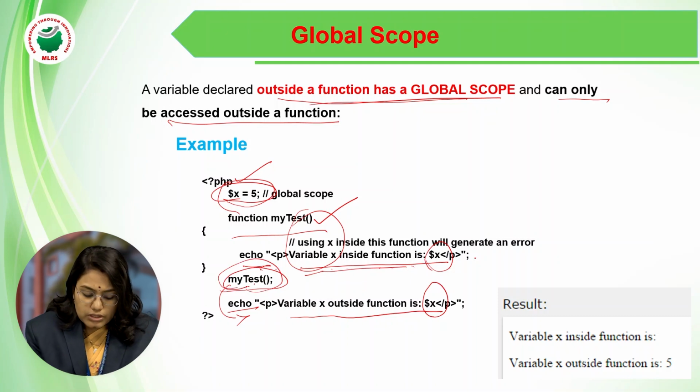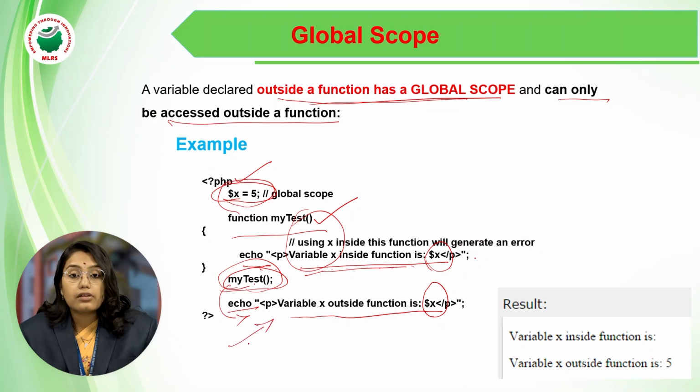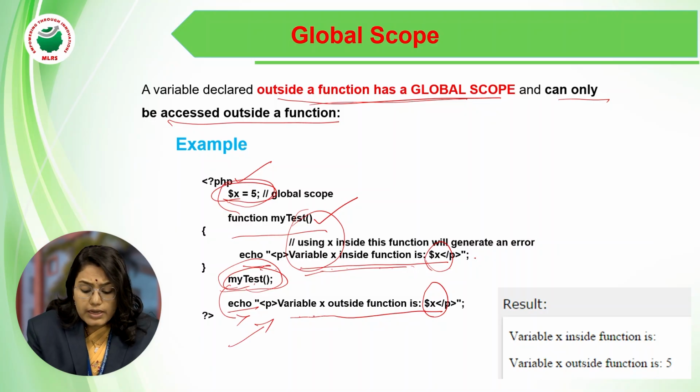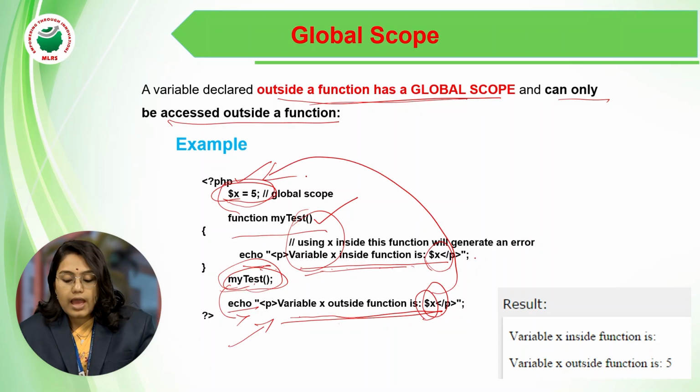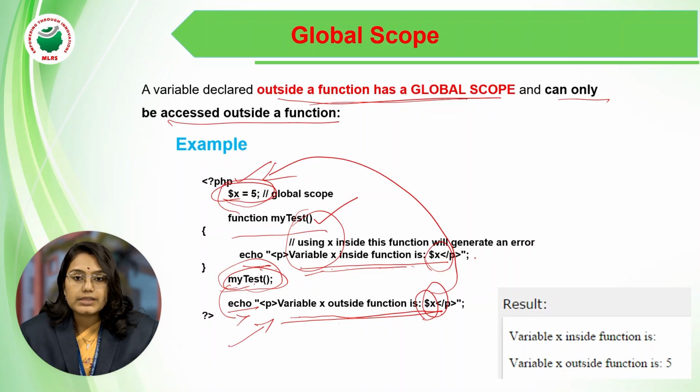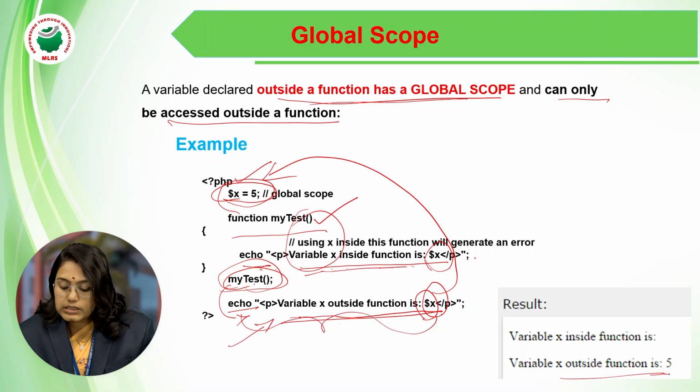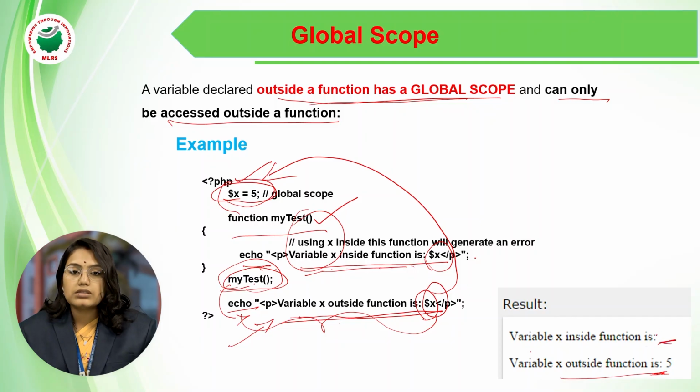After closing the function, we went to here. After closing the function also, we have declared echo, right? Let's see: "variable x outside the function is $x". Here it will take the value of x as 5 because we have declared $x equal to 5 and it is globally declared, which means it can be accessed outside the function. So that's why the output will be "variable x outside is 5", and the first one is empty because it is within the function. Clear with global scope?